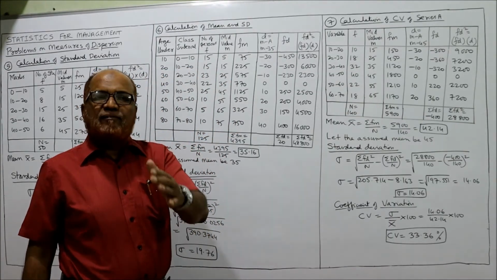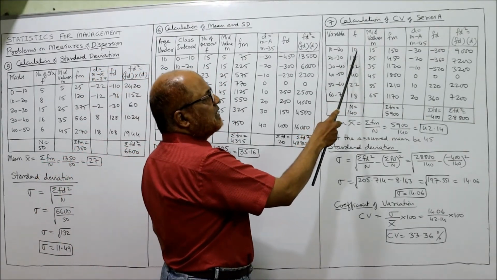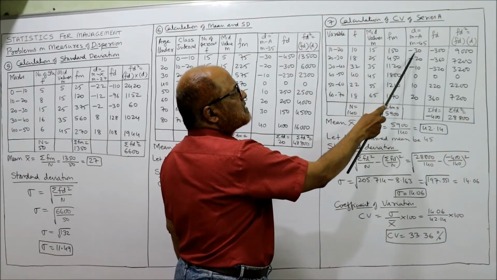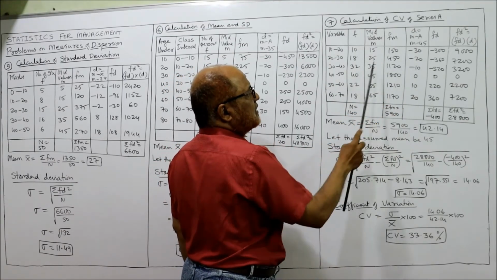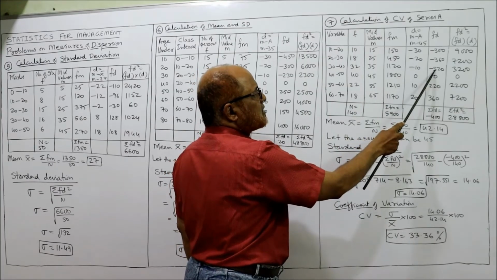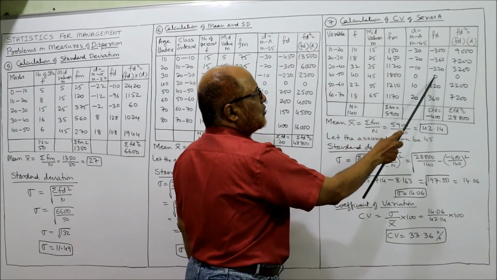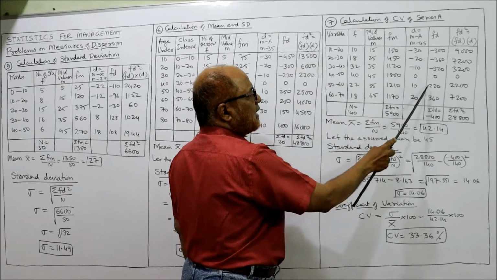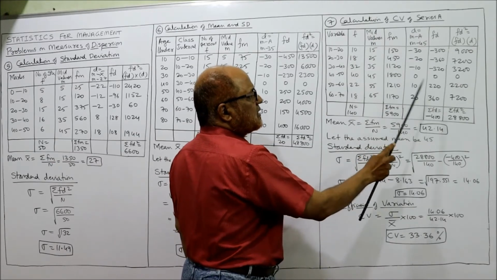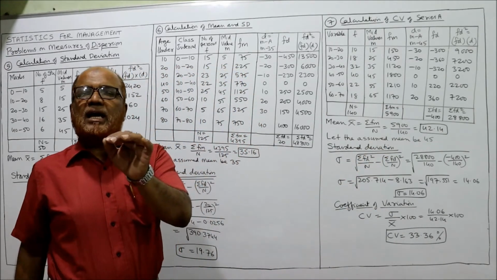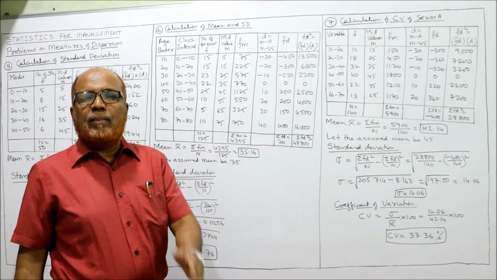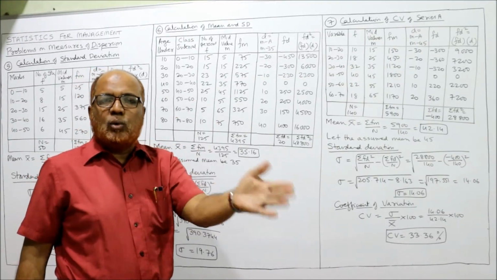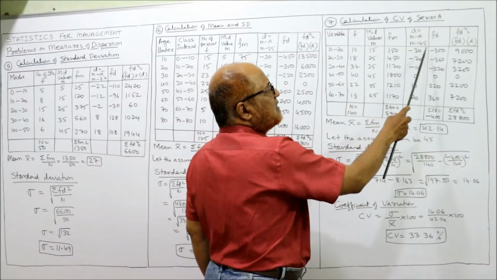Now multiply F into D, frequency with the D value. 10 into minus 30, minus 300; 18 into minus 20, minus 360; 32 into minus 10, minus 320; 40 into 0, 0; 22 into 10, 220; 18 into 20, 360. We got FD. Now FD square. So multiply FD into D. This is FD, this is D.